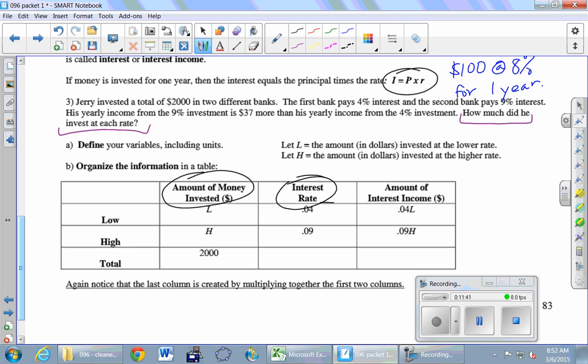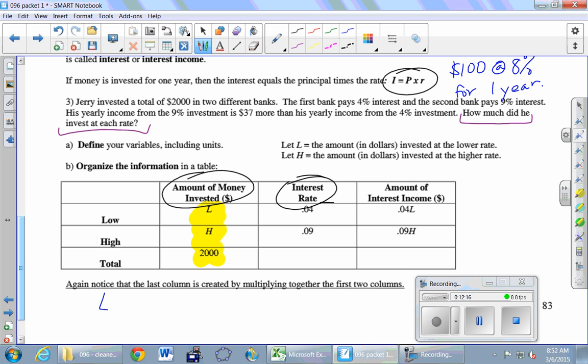And again, how did we get the last column based on the first two? We multiply them. Same pattern, right? The table headings are all different and the problem is completely different, but somehow the setup is essentially the same. You fill in the first two columns and you multiply them to get the last one. Okay, one other number here in the table, $2,000, is the total amount that we're investing, right? And so I feel like there's an equation to be had right there. What's the equation from that column? L plus H is 2,000.